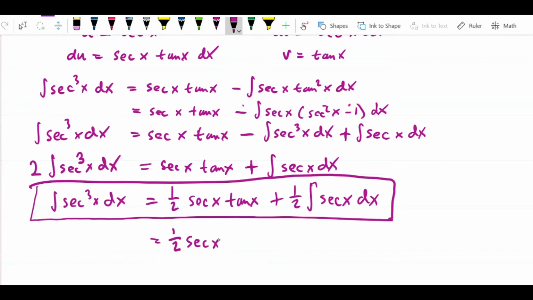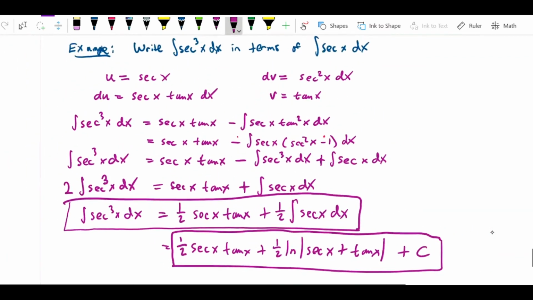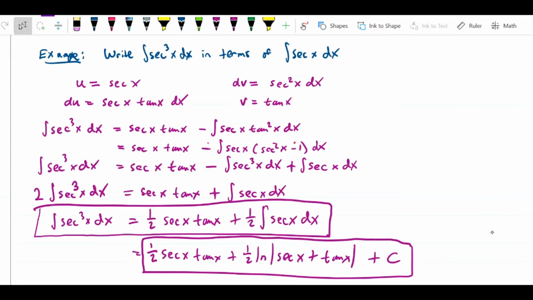But I could do this. I could say 1/2 secant x tangent x plus 1/2 ln of secant x plus tangent x. And then finally, we put a plus c at the end. We never put in a plus c for good measure. It actually always means something. You'd never want to do that, or else you find yourself putting plus c's in definite integrals, which you never really want to do.